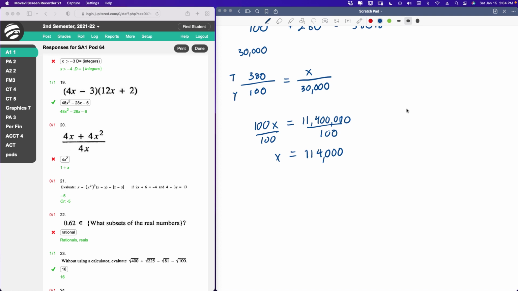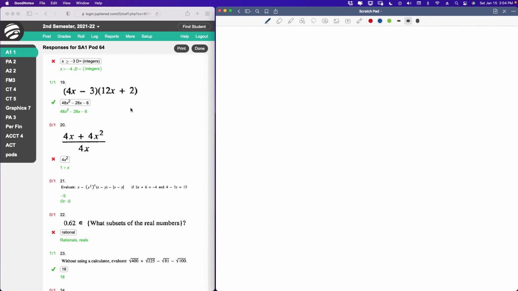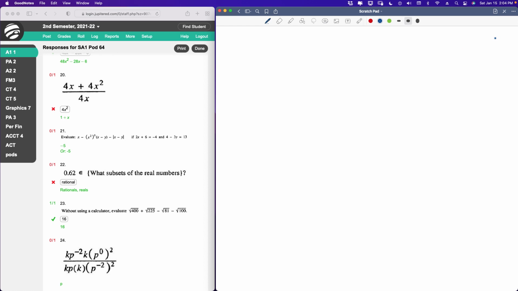All right. Let's look at the next one, number 20. Let me clear the page for you. All right, you did good on 19. Number 20. You had 4x plus 4x squared over 4x. The thing to remember when you have an operation here like this and you're trying to simplify, you can't just take away from one of the terms when you divide. You have to be able to apply this to both of the terms. So the easiest way to remember to do that is to rewrite the fraction like this. 4x over 4x plus 4x squared over 4x. So you can split this up between these two terms.